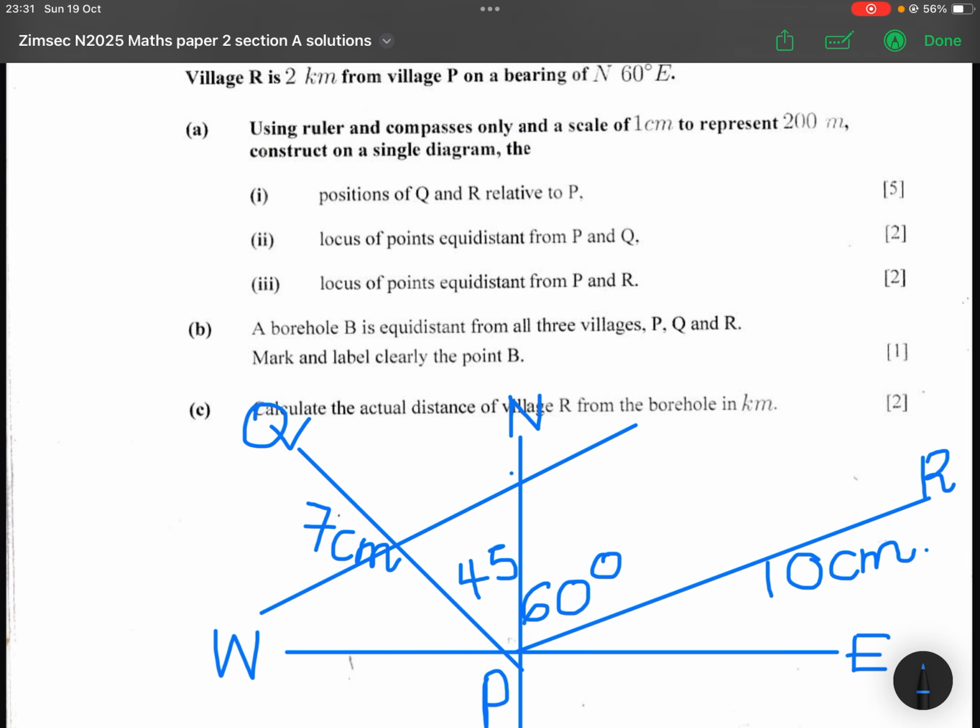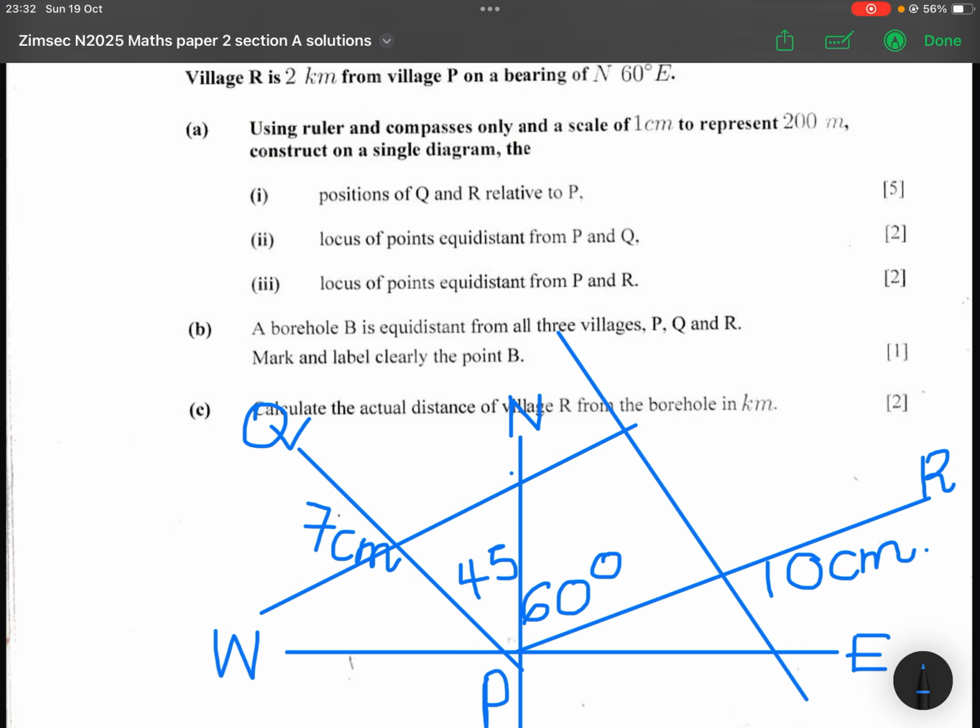So this line is dividing the Q and P into 2 equal halves. And we are also given the locus of points equidistant from P and R, so we are required to construct another perpendicular bisector of P and R. So maybe it is going to be something like this, right? And then a ball B is equidistant from all the 3 villages P, Q, and R.